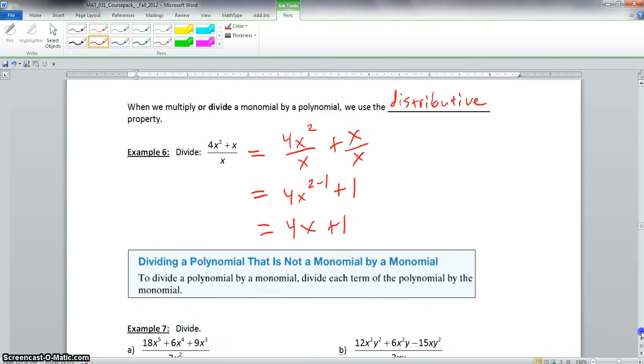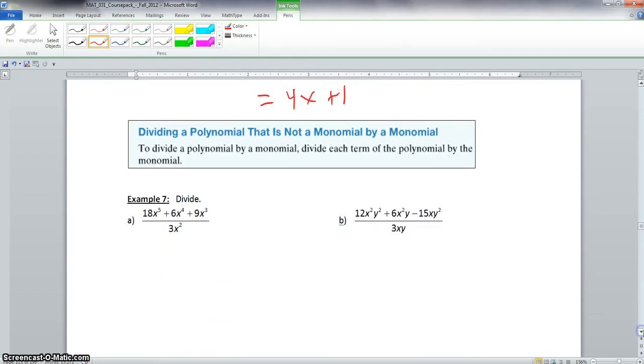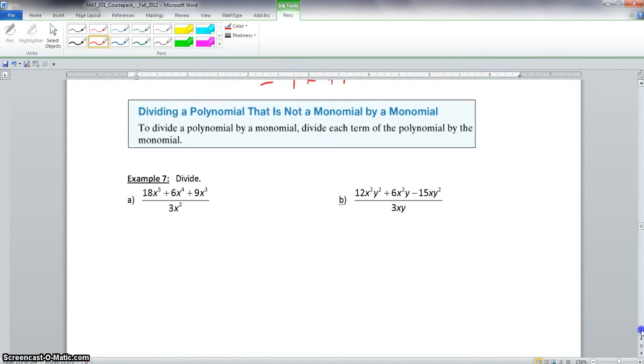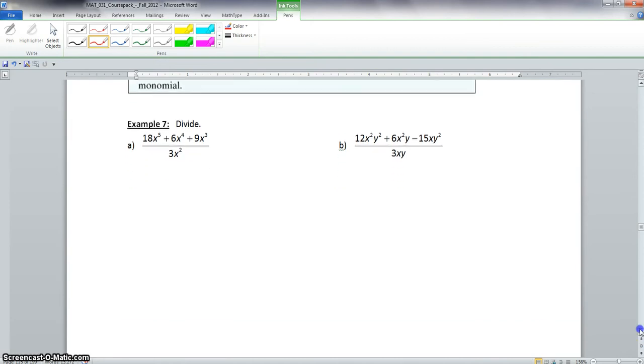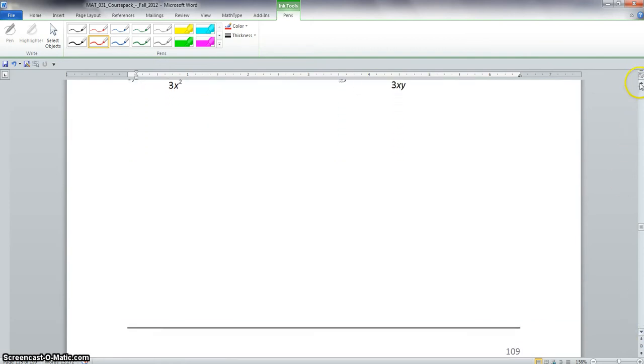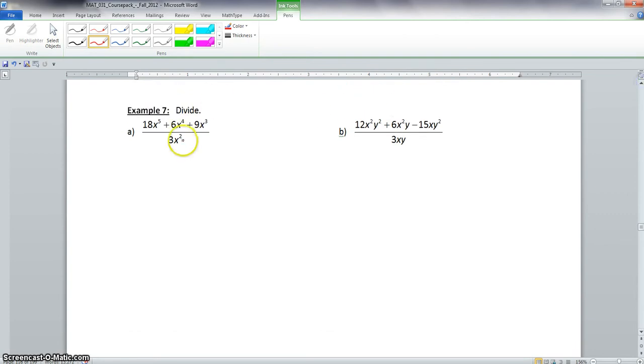Now we scroll down here. Dividing a polynomial that is not a monomial by a monomial. So what we have here is this here. We want to take this term here and divide it by all 3 of these terms. So we have 18x to the 6th all over 3x squared plus 6x to the 4th all over 3x squared plus 9x cubed all over 3x squared.